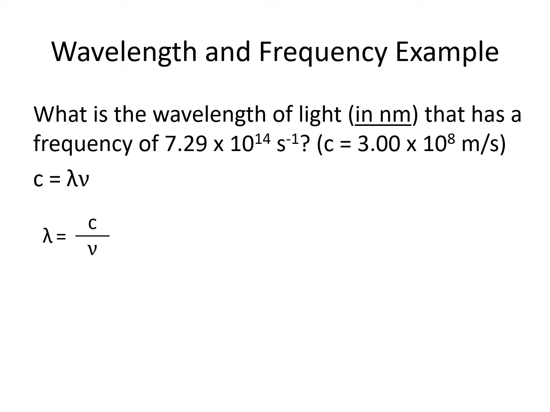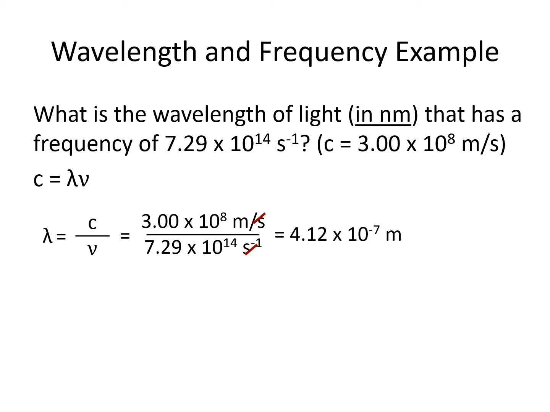Once we have rearranged our equation, we plug in our numbers from the problem. 3.00 times 10 to the 8 meters per second for c, and 7.29 times 10 to the 14 per second for nu. Notice that per second in the numerator cancels out with per second in the denominator, so we end up with meters for our unit of wavelength. We come out with 4.12 times 10 to the minus 7 meters.